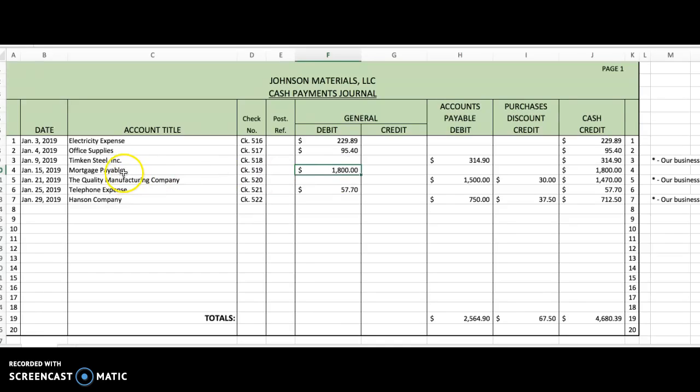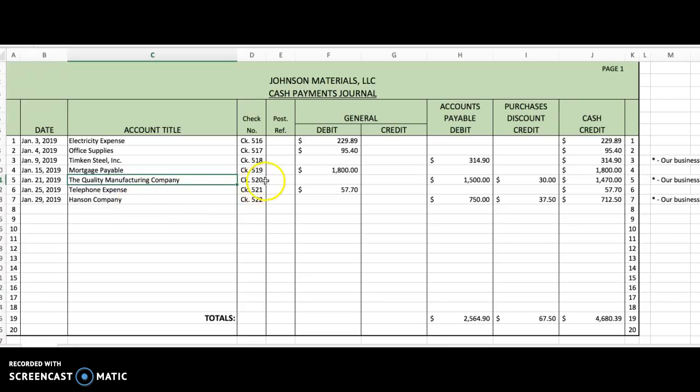It would be debited because the mortgage payable account is a liability, and it goes down a little bit each month by the amount of 1,800. And obviously, because we wrote a check, we credit cash. Let's look at January 21.